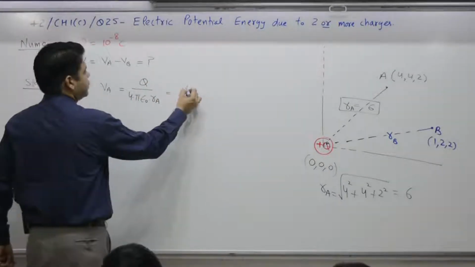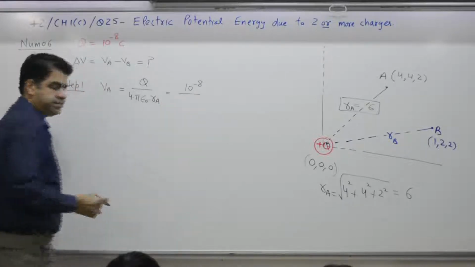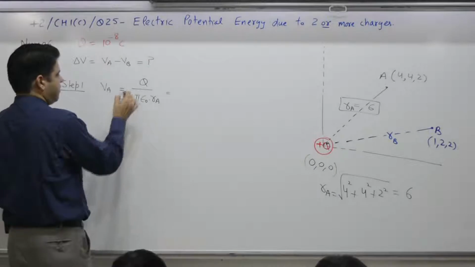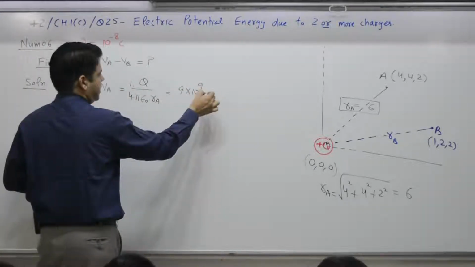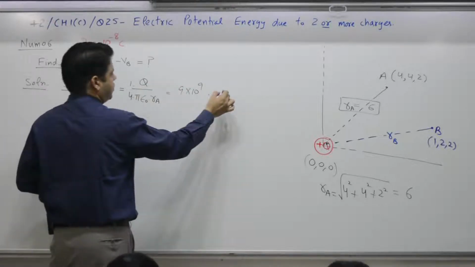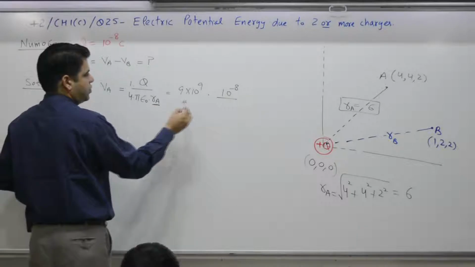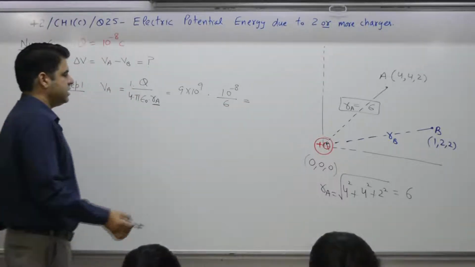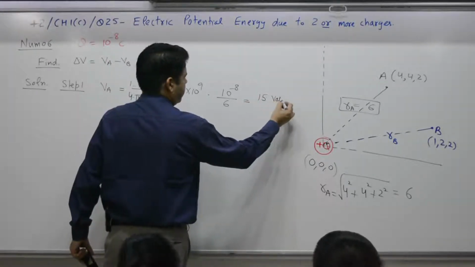Q, 10 raised to power minus 8, over 4 pi epsilon naught. Value for 1 by 4 pi epsilon naught is 9 into 10 raised to power 9. Charge Q is 10 raised to power minus 8, divided by RA, which is 6. What you get is 15 volts.